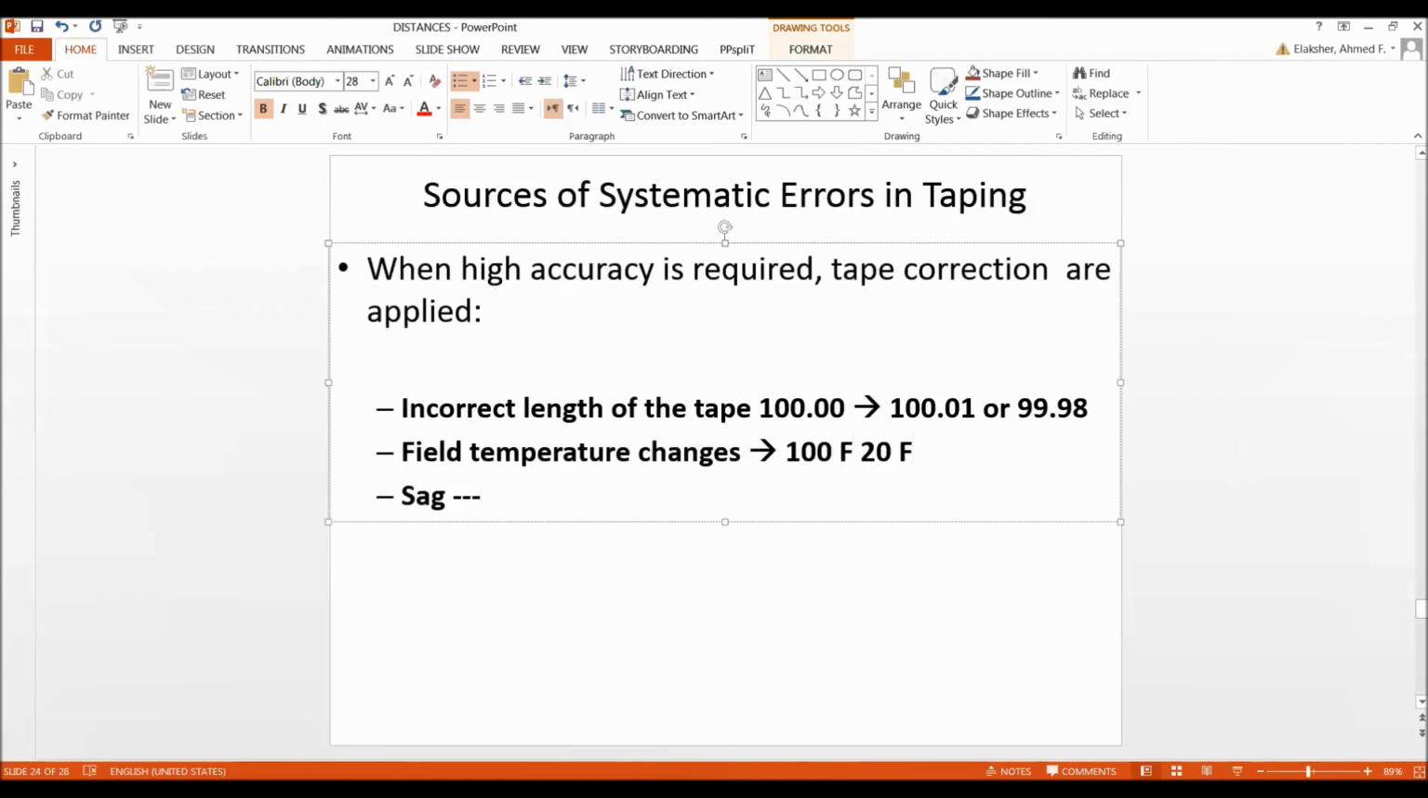But for the sag, the reading is always going to be more. It's always going to be more than what it should be. Always positive, which means we need to subtract the correction here.